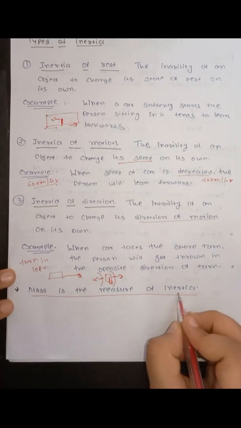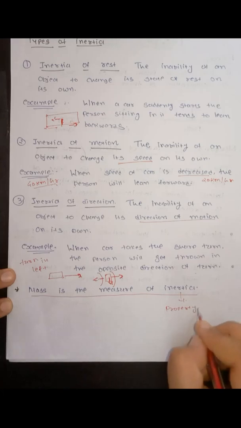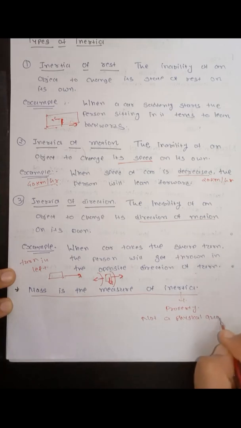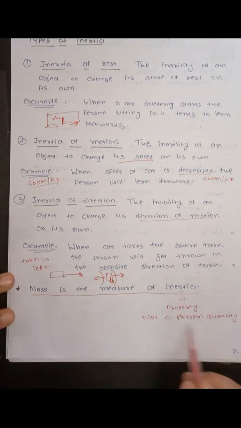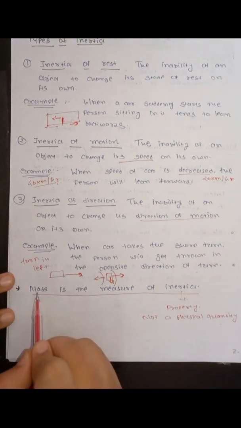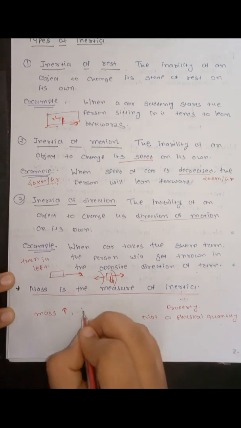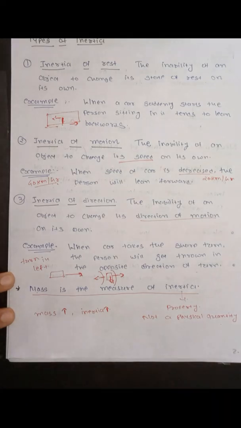Remember, inertia is not a physical quantity. Inertia is a property, and not a physical quantity. It is measured with the help of mass. If the mass of an object is more, then it is having more inertia. We know that moving any heavy object is more difficult compared to moving a lighter object. So the more the mass, the more is the inertia.